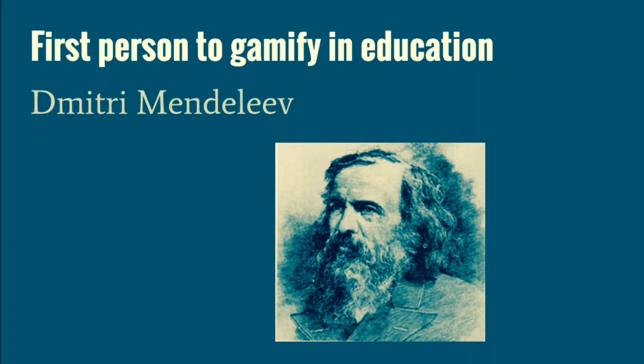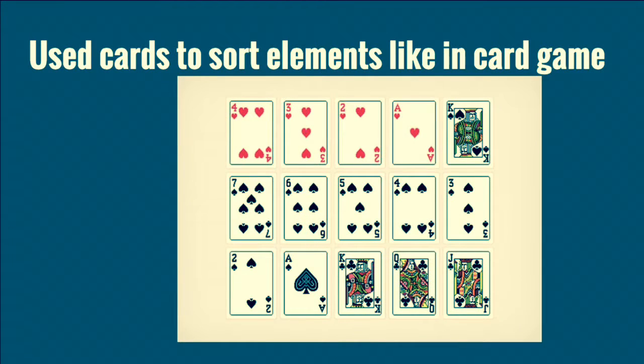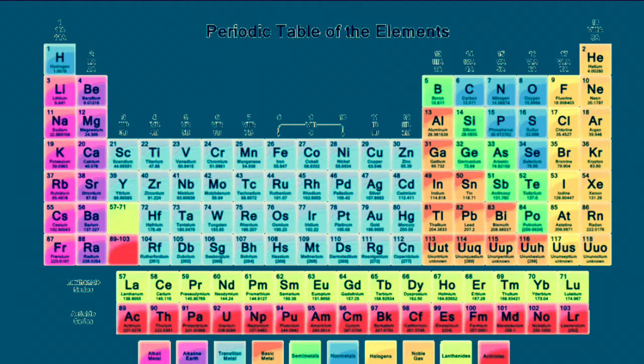Looking back at the history of gamification, we can perhaps credit scientist Dmitry Mendeleev as being the first person to use gaming dynamics in an educational setting. Now, growing up, while he was not a stellar student, he was a skilled card player, and therefore when tackling the task of sorting the elements in science, he used concepts from the card game to accomplish this task. So what he did was he placed the elements on the cards and sorted them, much like how he would have sorted playing cards in a game of solitaire.